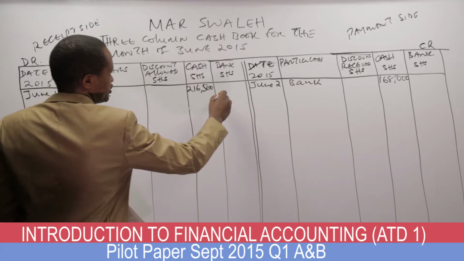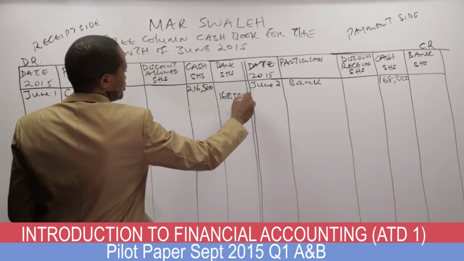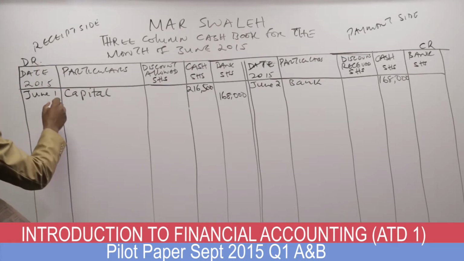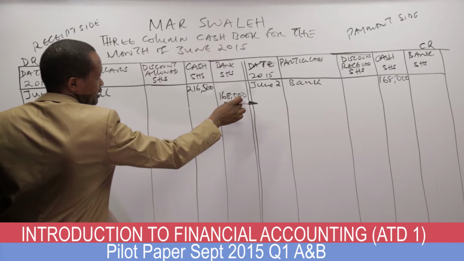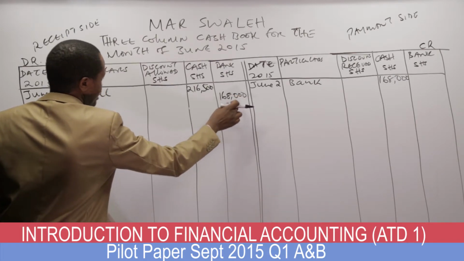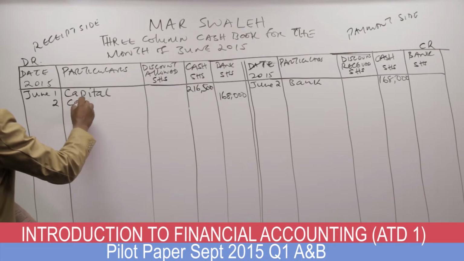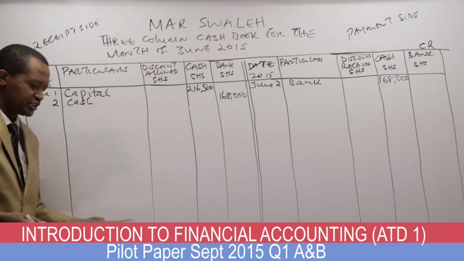It is a contra entry. We debit the bank account with 168,000, and you can see the date is second. The bank account has received 168,000 shillings. Where is this money coming from? This money is coming from cash. That's how you do it: debit the bank account with cash, 168,000.